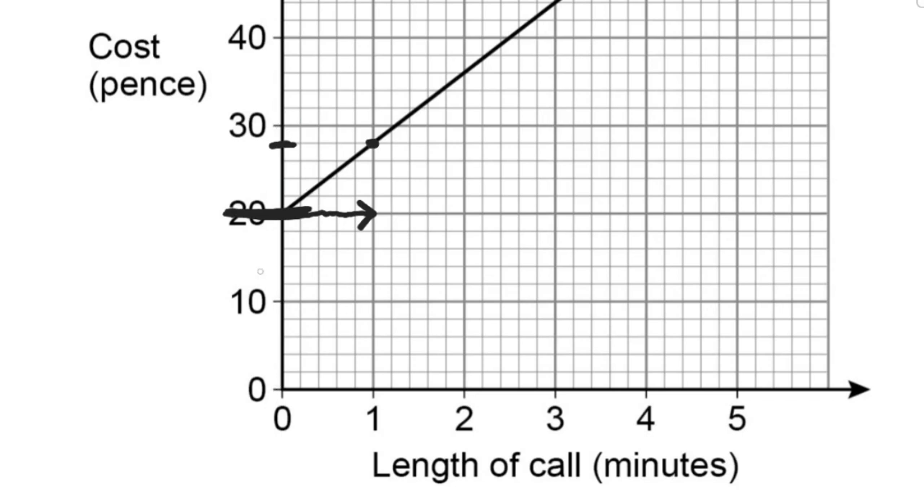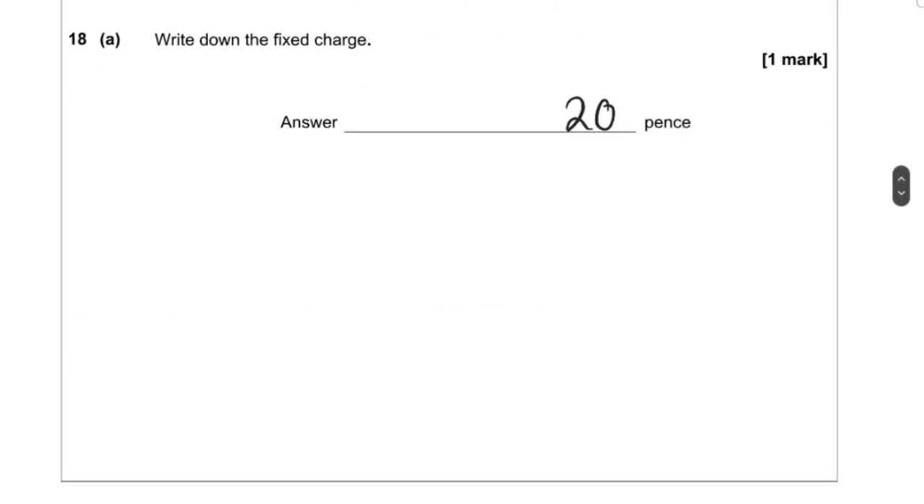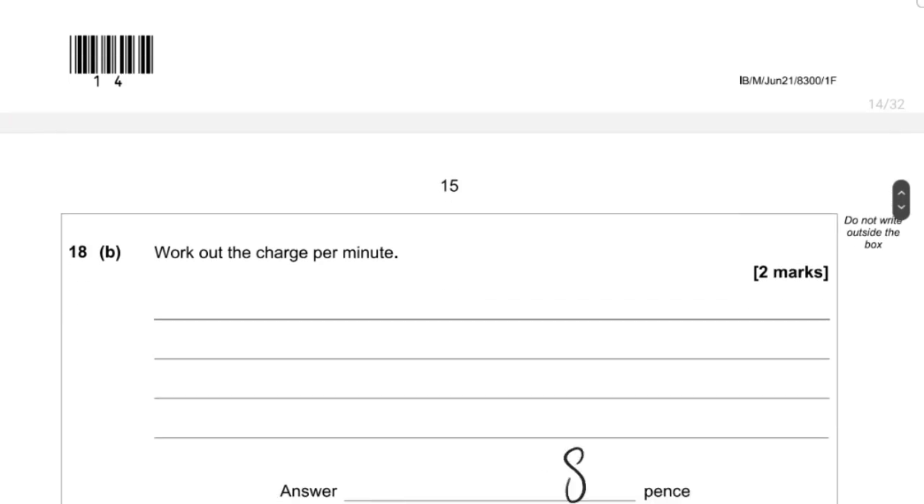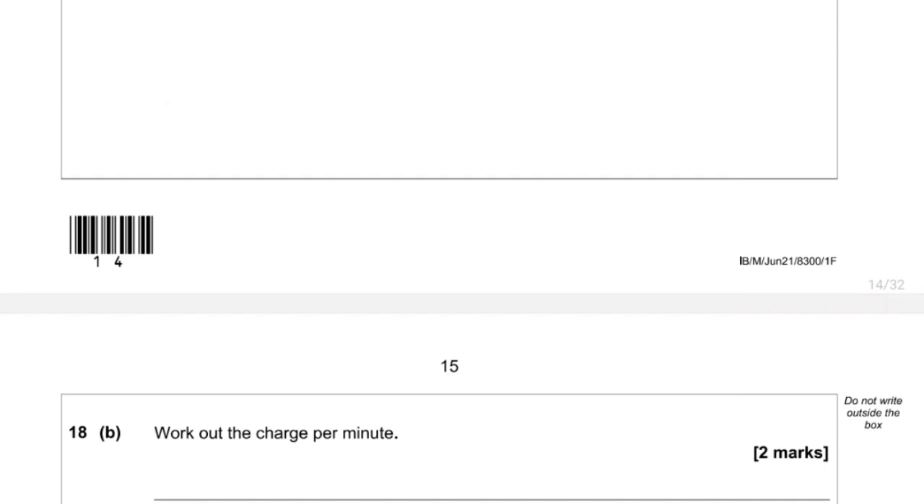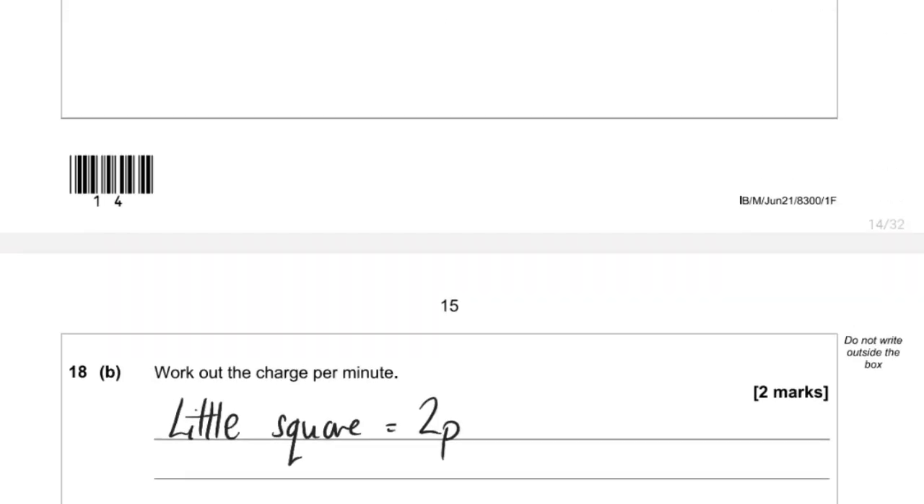So this big square here, for example, that represents 10 pence. So each one of these little squares, because there's 5 of these little squares in a 10 pence box, each one of these little squares is going to represent 2 pence. So we've gone up 4 of these little squares, so we're going to have 8 pence per minute. That's the gradient of the graph. So you might want to write some of that working down on here. So you might want to say little square equals 2 pence or something like that to show that you've done some work on the graph and the examiner will see the working out you've done on the graph as well.